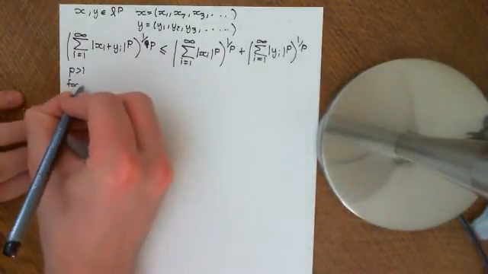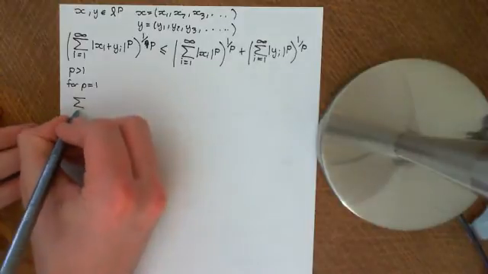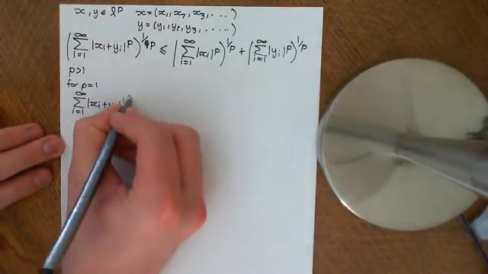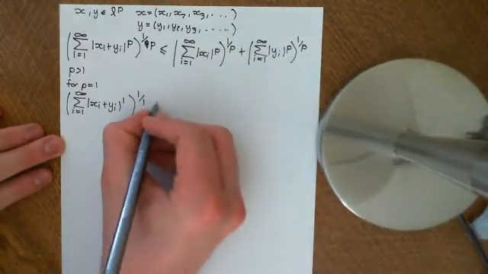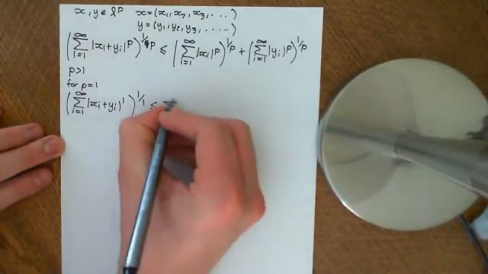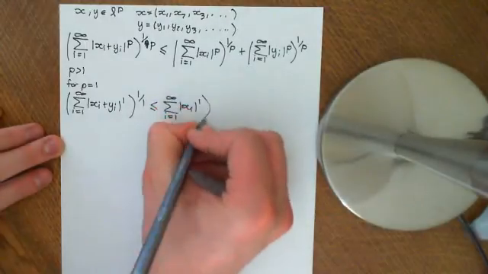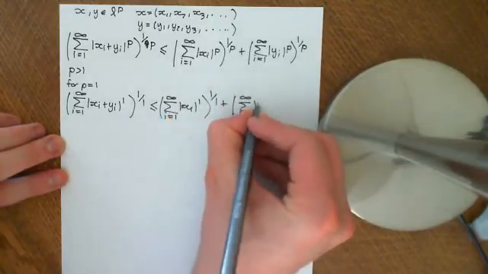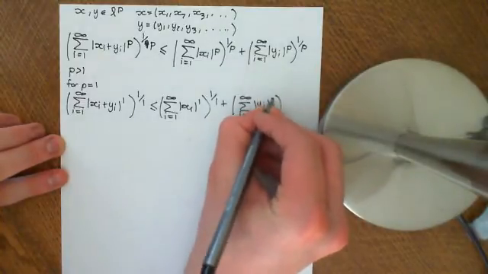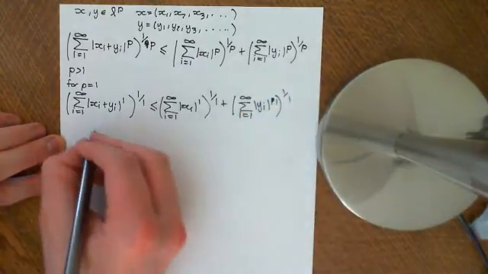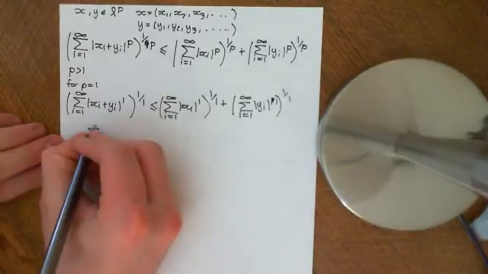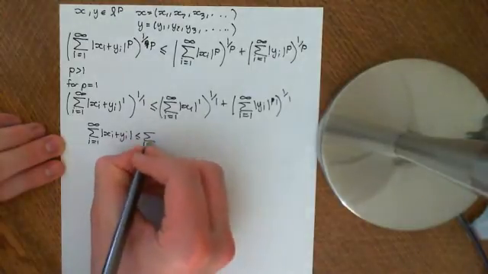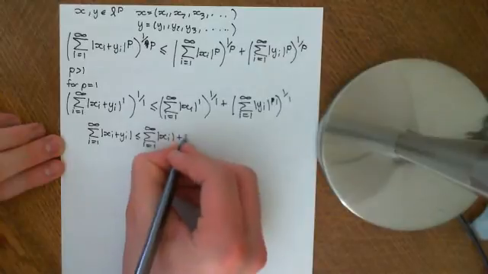So for p equal to 1, this statement becomes the summation i equals 1 to infinity of the modulus of xi plus yi to the power of 1, to the power of 1 divided by 1, is less than or equal to the summation of the modulus of xi to the power of 1, to the power of 1 divided by 1, plus the summation of the modulus of yi to the 1, over 1. So this basically reduces down to the summation i equals 1 to infinity of the modulus of xi plus yi is less than or equal to the summation i equals 1 to infinity of the modulus of xi plus the modulus of yi.